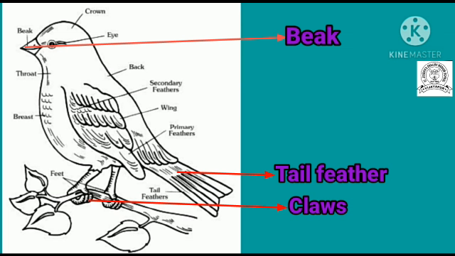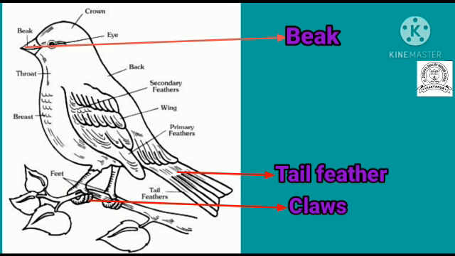Beak, it is useful to eat the food. Foot and claws, it is useful to capture. Claws are very useful to perch on the tree and to hold the prey. So the bird's body parts are very useful for their food habit and also for their preying habits.